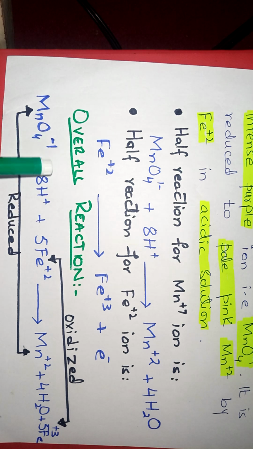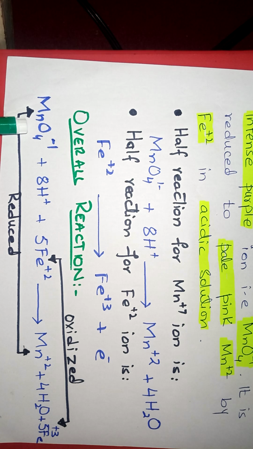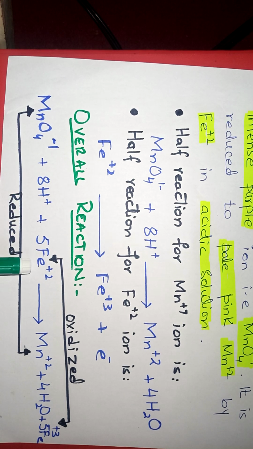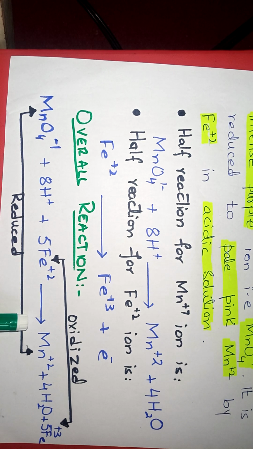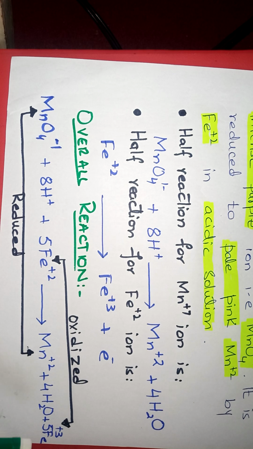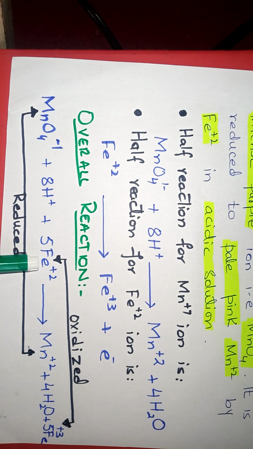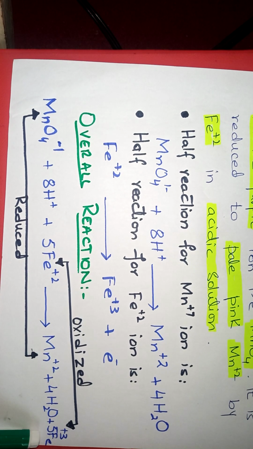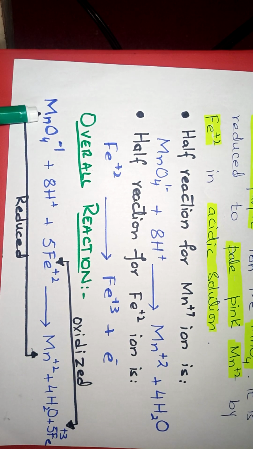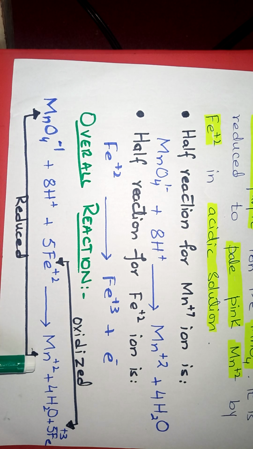The overall reaction is written as manganate ions plus hydrogen ions plus iron 2 ions gives us manganese 2 ions, water, and iron 3 ions. You can see iron 2 ions are oxidized to iron 3 ions and manganese 7 is reduced to manganese 2.